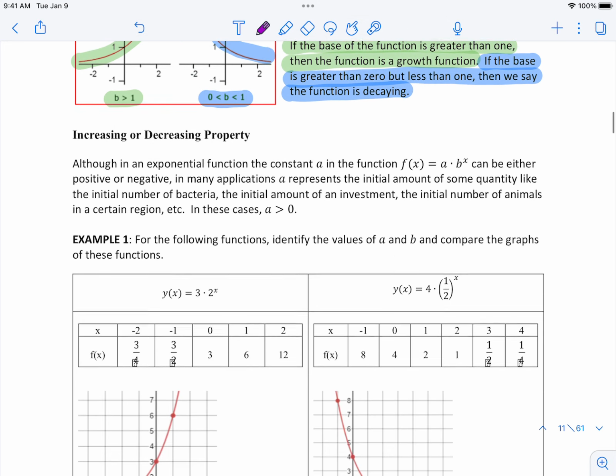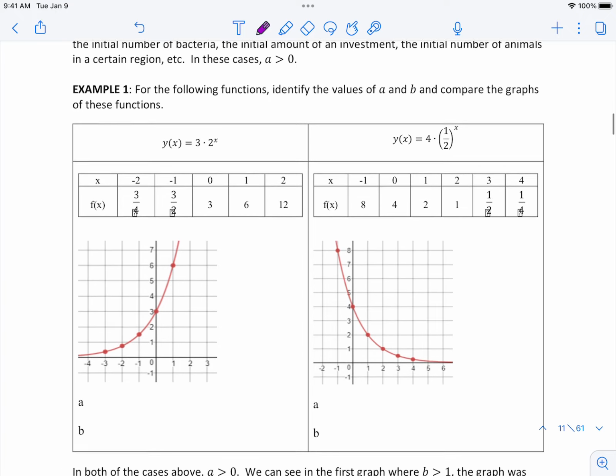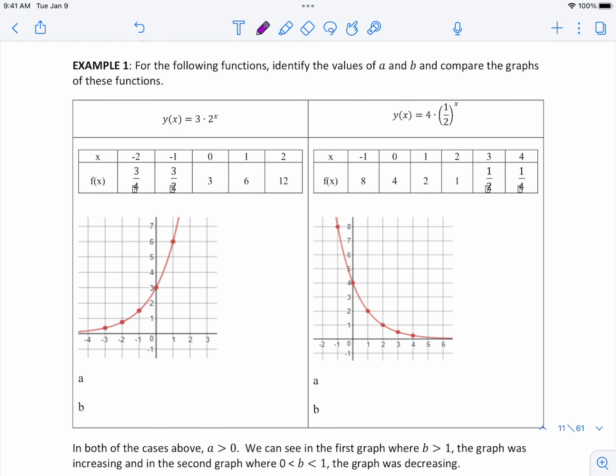For the following functions, we have to identify the values of a and b and compare the graphs of these functions. So, as we remember, our functions are always of the form f of x equals a times b to the x power, where a is always our starting value and b is our multiplier. So for the first graph, we have that our starting value is 3, and our b, our multiplier, is 2.